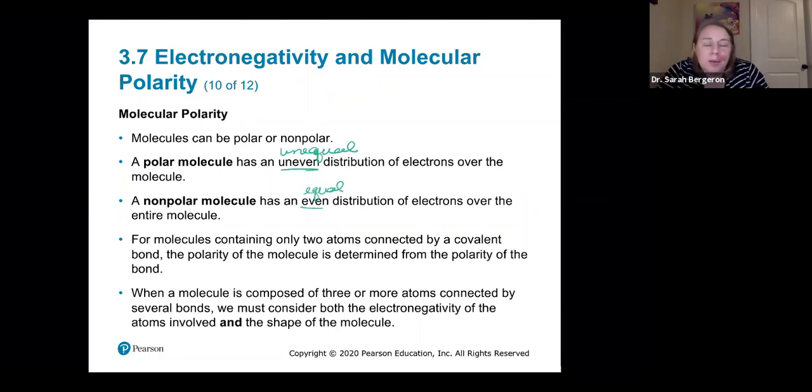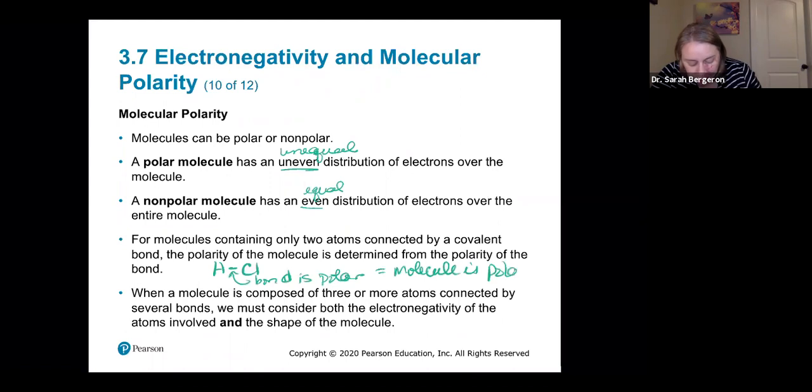If you have a really simple molecule, like when we did HCl, if the bond is polar, the molecule is polar. So in this case, HCl has this bond, so the bond is polar. And because there are only two atoms and only one bond there, that means the molecule is polar.